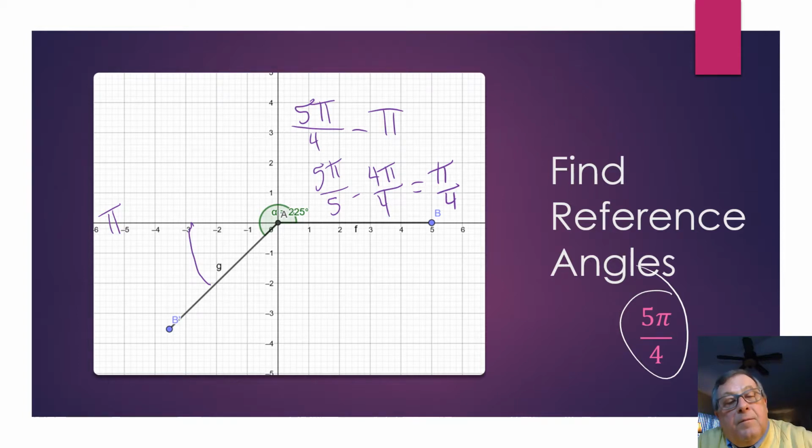And again, anything pi over 4 is going to be some type of multiple of 45 degrees if I were to convert that from radian to degree mode. So for a reference angle, we take the terminal side, we go back to the nearest x-axis. Let's look at one more.